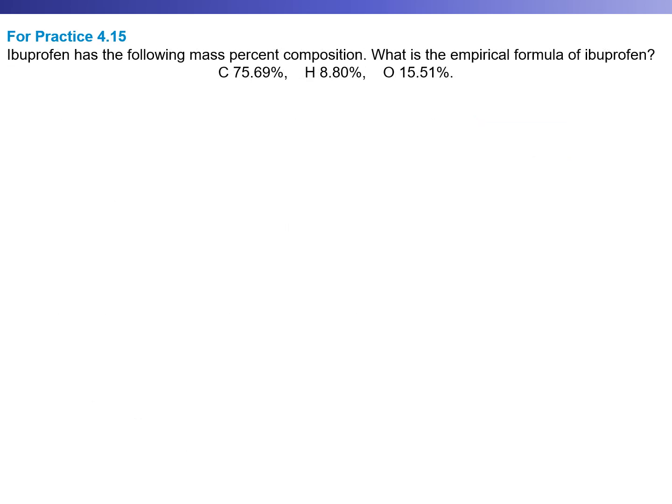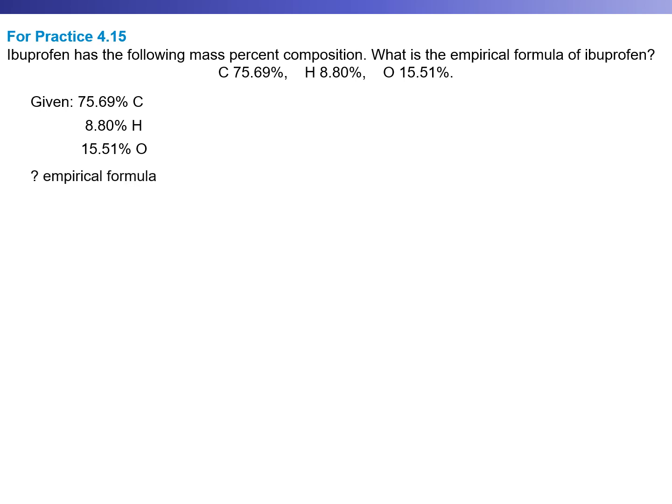So in problem 4.15, we are given some information about the mass percent composition of ibuprofen and asked to come up with its empirical formula. All right. So what we're given is the percentage of carbon, hydrogen, and oxygen that make up the molecule of ibuprofen, and we're being asked to come up with this empirical formula.